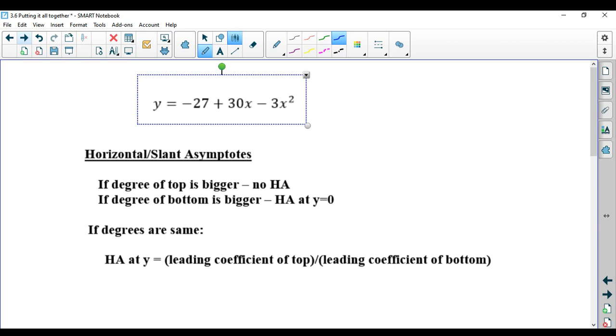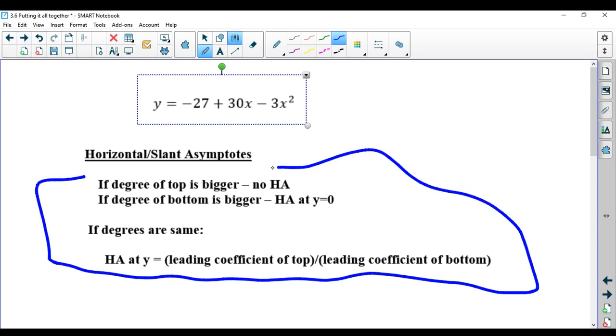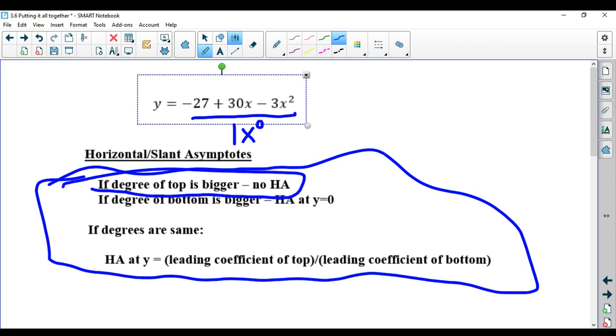Horizontal asymptotes, you should review all of these. I won't read them to you. But we're looking at degrees. Again, this is over 1, which is really, if you're looking for the degree of the bottom, it's 0 because there is no x. But more mathematically, it's really x to the 0, which is 1. So the degree of the top on this function is bigger, so there is no horizontal asymptote. So that's an easy polynomial function.